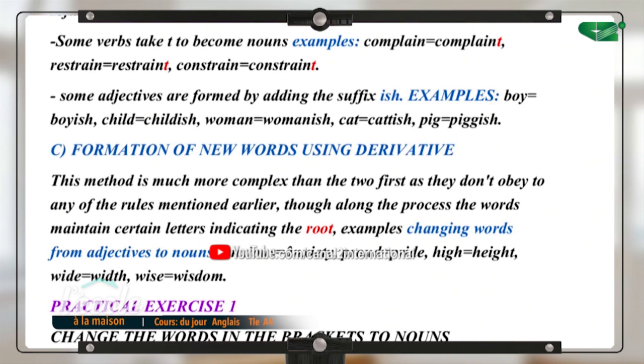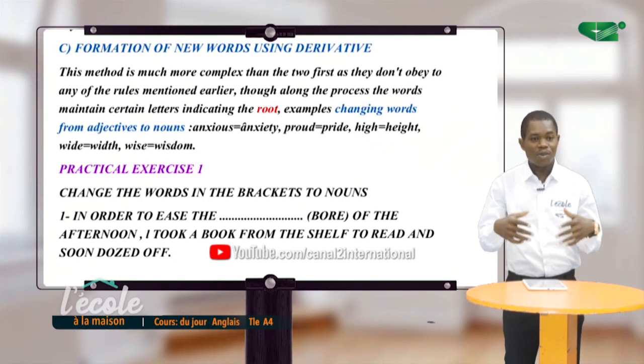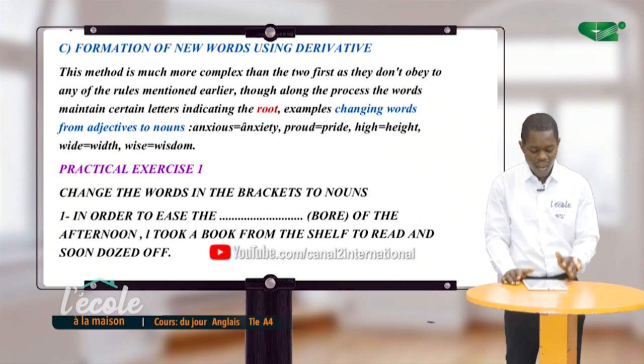Examples: changing words from adjectives to nouns. We have anxious, anxiety. You see, at this level, I prefer explaining something. You will remark with me that anxious being an adjective, anxiety, which is derived from anxious, has no particular rule at all. You have to read and observe how the word changes form. Proud becomes pride.